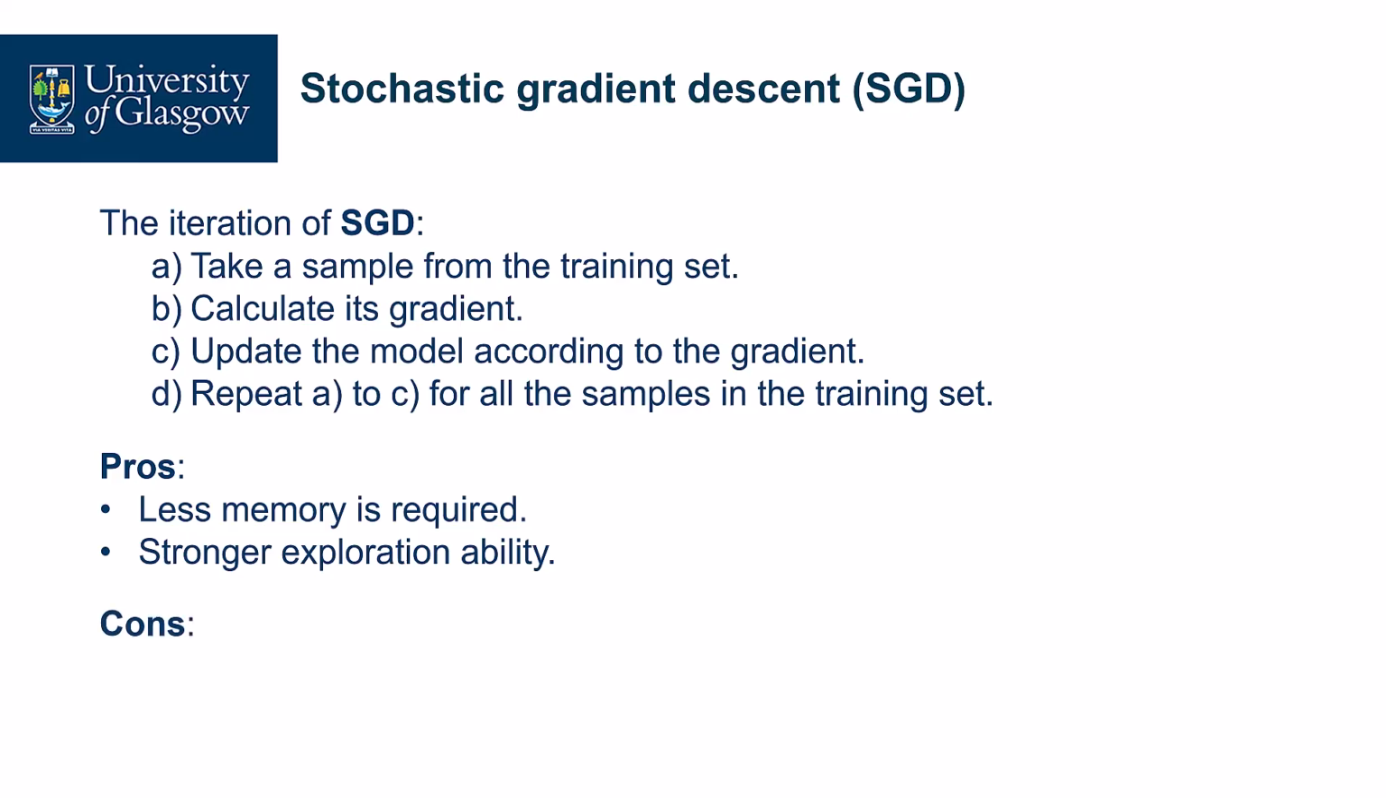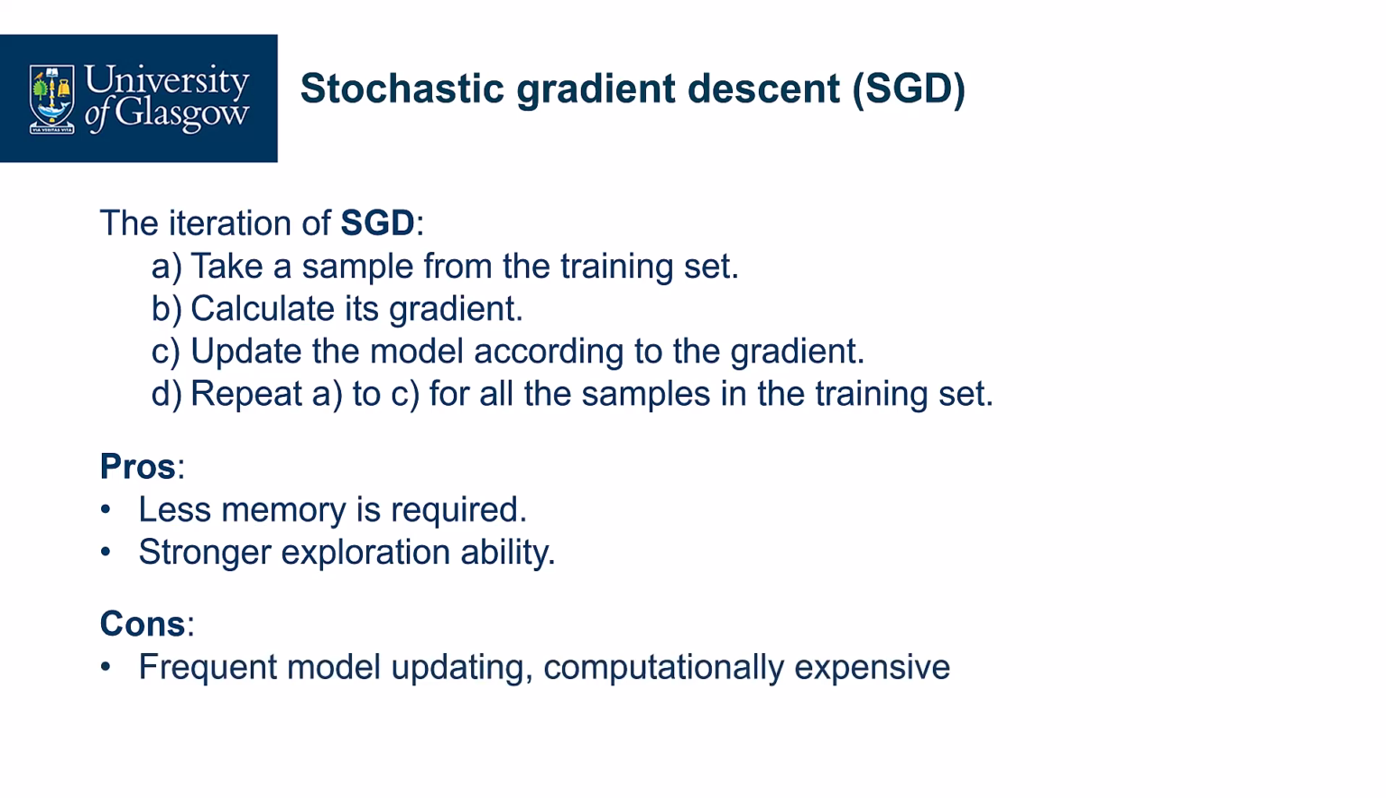But the drawbacks are, first, because the model is frequently updated, it's expensive. In BGD, the batch gradient descent, we only update the model one time after all the samples are used. But this time we need to update the model one sample at a time, so we need to update it n times. So this is computationally expensive. And also in this case, the gradient is noisy, so it causes slower convergence.